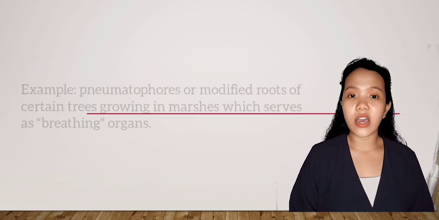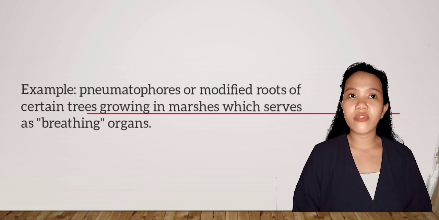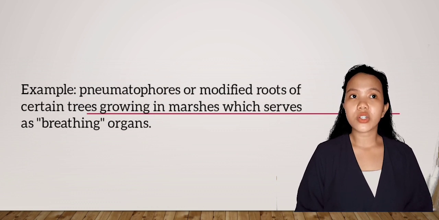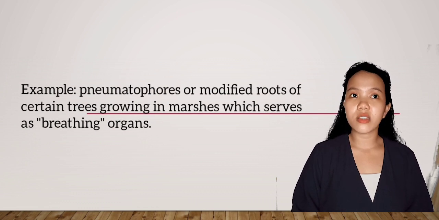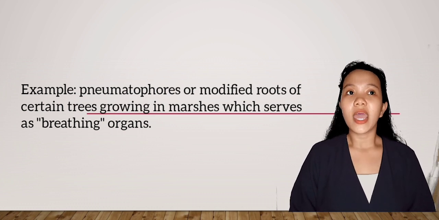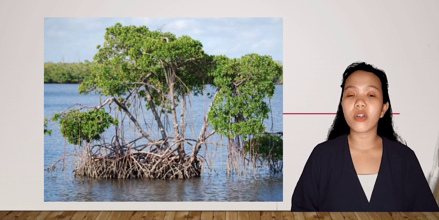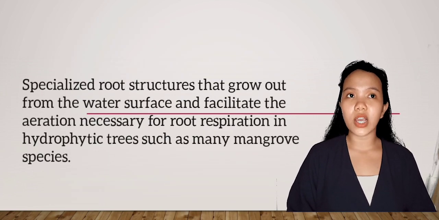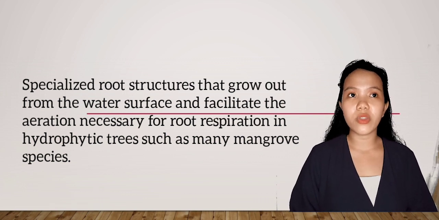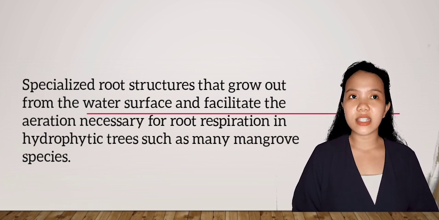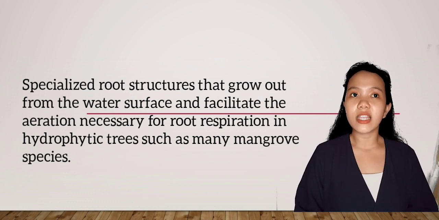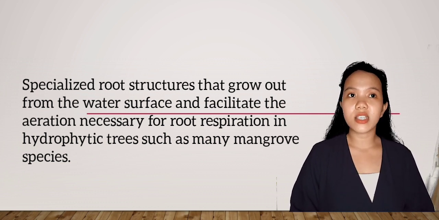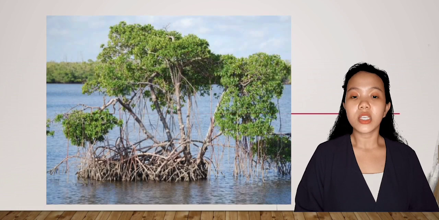An example is the pneumatophores, or modified roots of certain trees growing in marshes, which serve as breathing organs. And I'll show you some pictures of morphological adaptation. Morphological adaptation is specialized root structures that grow out from the water surface and facilitate the aeration necessary for root respiration in hydrophytic trees such as many mangrove species.